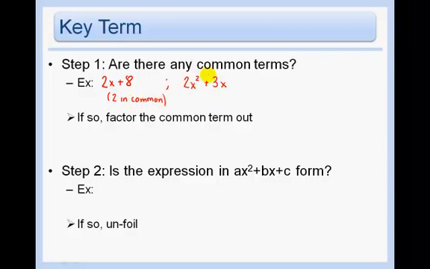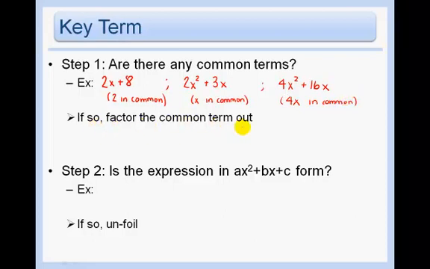And in this one, what's in common? Well, there's an x in this one, and there's also an x in this one, and that's what's in common. So there's an x in common. Let's do one more. 4x squared plus 16x. Well, there's a 4 in common. Is there anything else in common? There's an x in both of them. So there's a 4x in common.